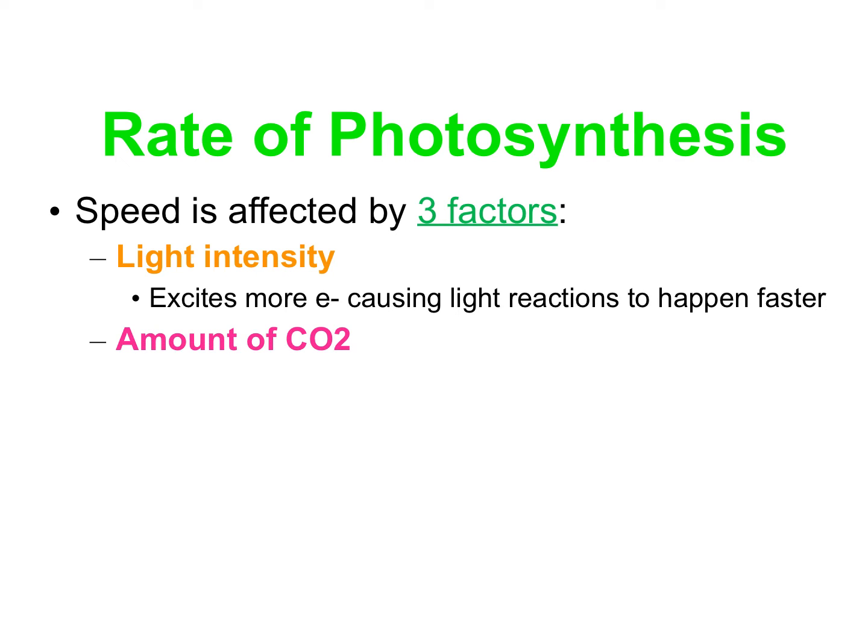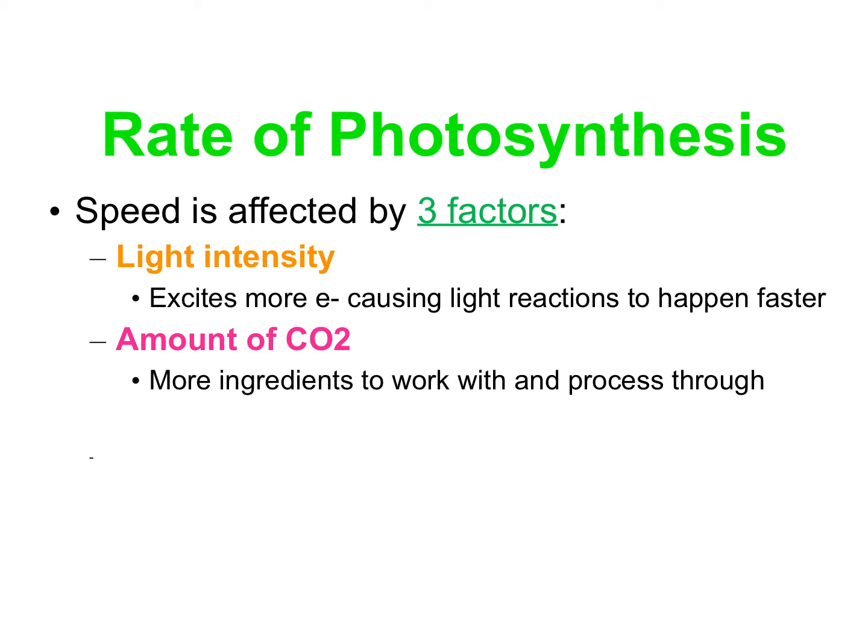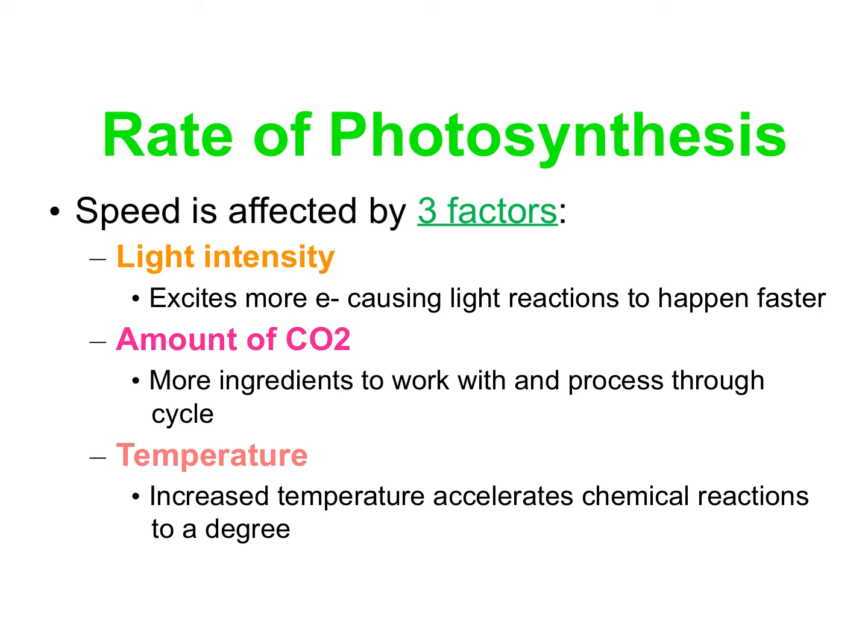happen faster. Second, we can change the amount of carbon dioxide. So the more ingredients to work with in the process through the cycle. And then next we have increase in temperature. So increased temperature accelerates chemical reactions to a certain degree. Obviously, if it's 120 degrees outside, that might be inhibiting our plants a little. They might start dying from that, from drying them out. But temperature is a catalyst, so that does mean it is going to speed up our chemical reactions.